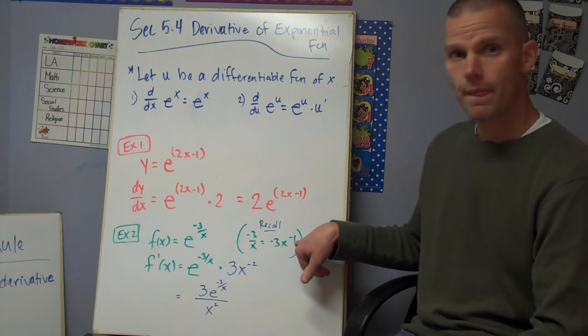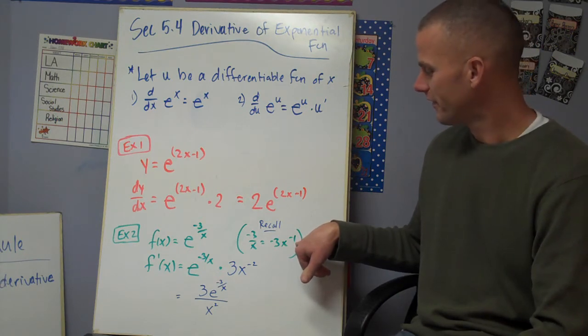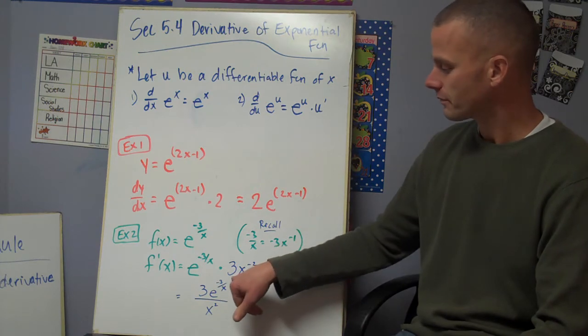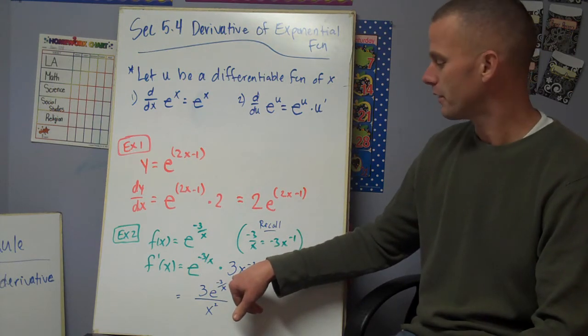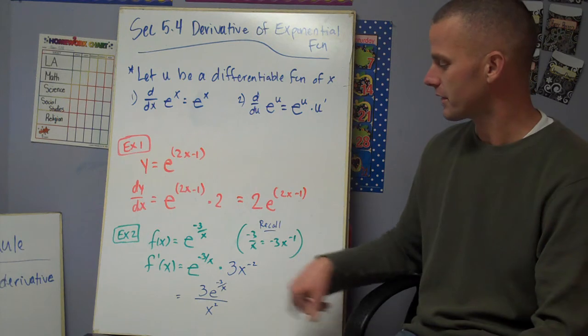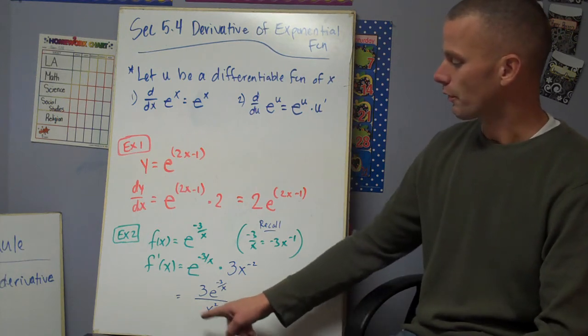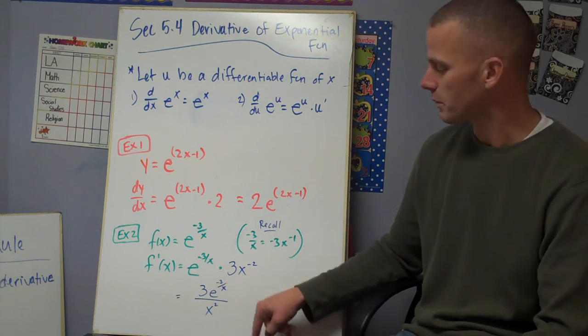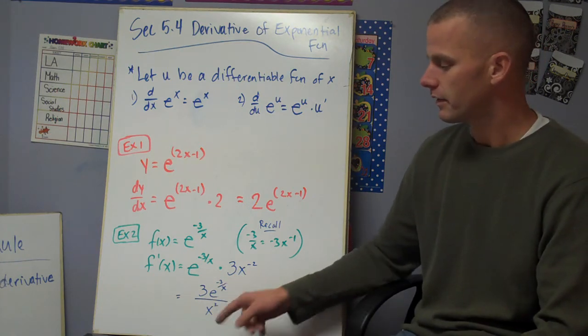Bring the negative 1 down, we multiply it by the negative 3 there, so it becomes a positive 3, x to the negative second power. So our final answer then would be 3e to the negative 3 over x power, all divided by x squared.